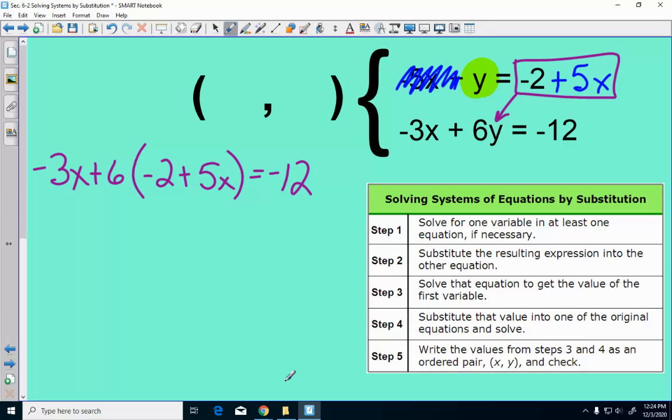So those two together are negative 15. Or no, I'm sorry, that'd be positive. These are your two like terms here and here. So negative 27x minus 12 equals negative 12. And then it's equal to what? Negative 12 plus 12 is 0. You got it.